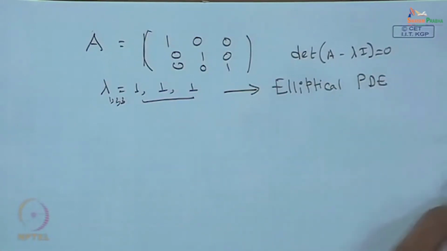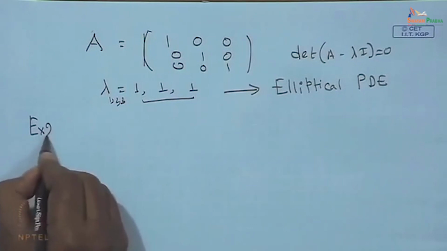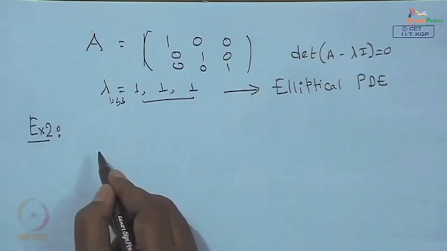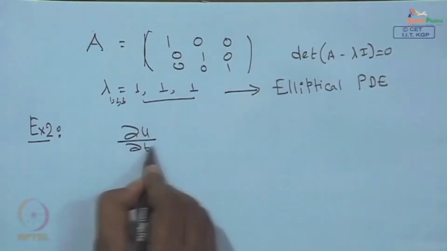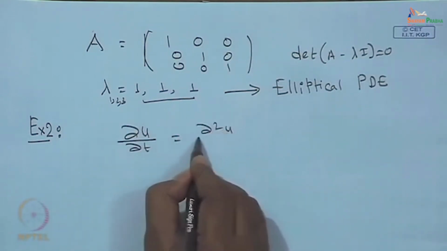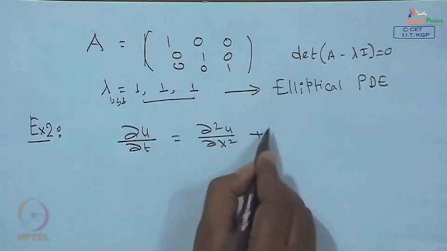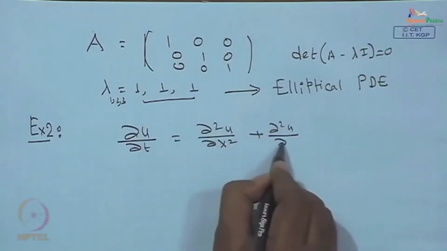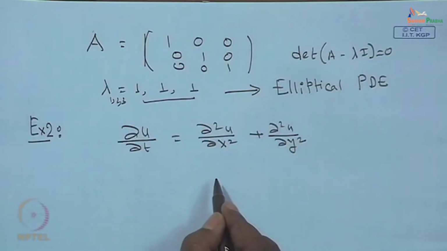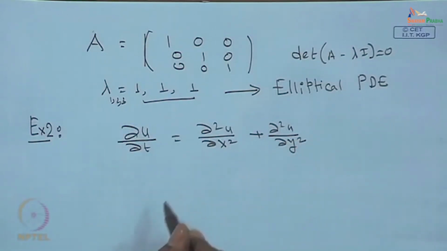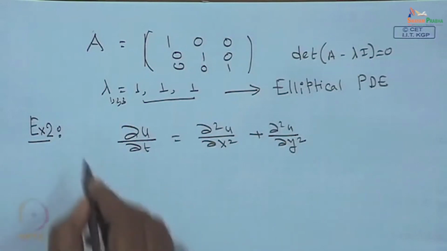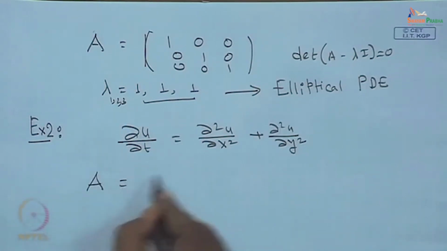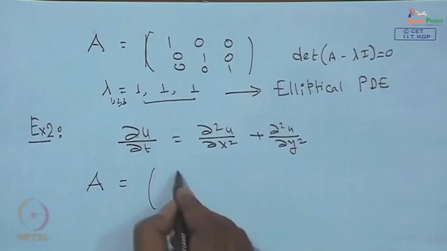Next example we take up and demonstrate how we get a parabolic partial differential equation: del u del t is equal to del square u del x square plus del square u del y square. We open up the equation as we have done earlier. So, if we really do that and look into the coefficient matrix, the coefficient matrix will look something like this.